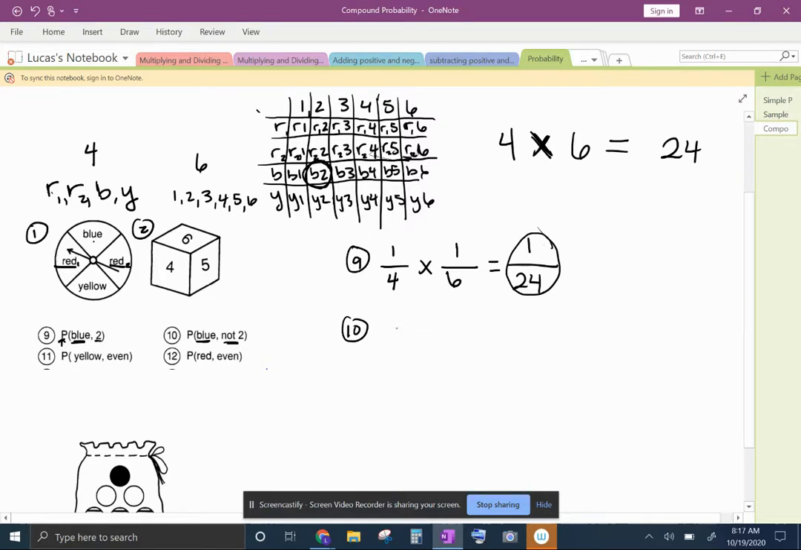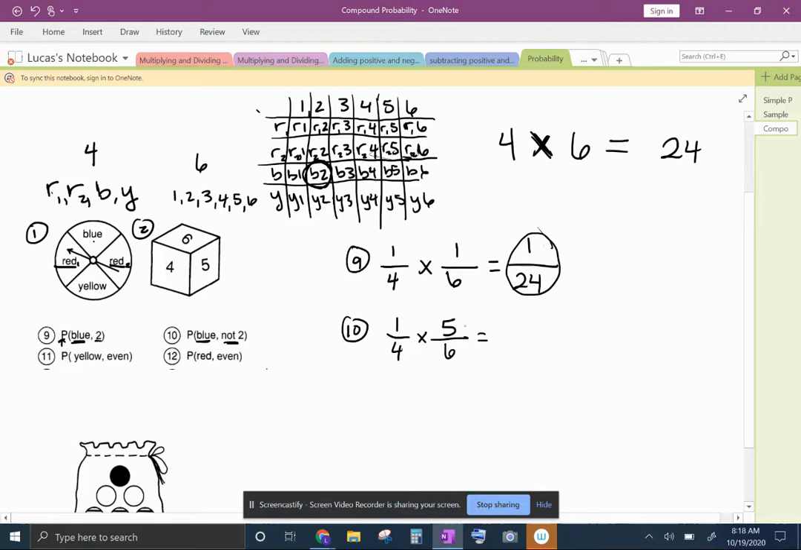So what's the probability of rolling a blue? Well, we already said that's 1/4, because there's 1 blue out of 4 different sections. And then it says not 2. Well, what's the probability of rolling a not 2? That means I could roll a 1, a 3, a 4, a 5, or a 6. So that's 5 favorable outcomes out of 6 in the total sample space. So there's a lot more possibilities going there.